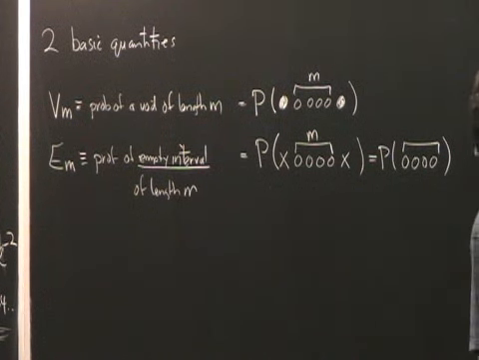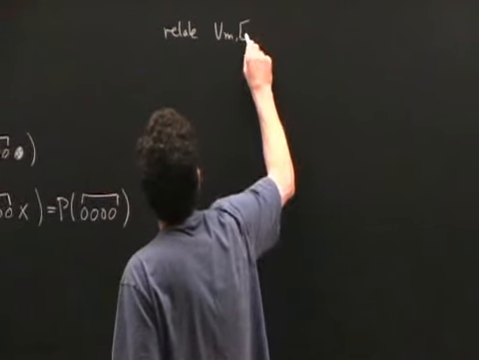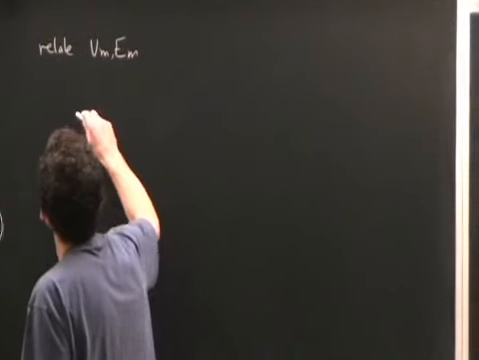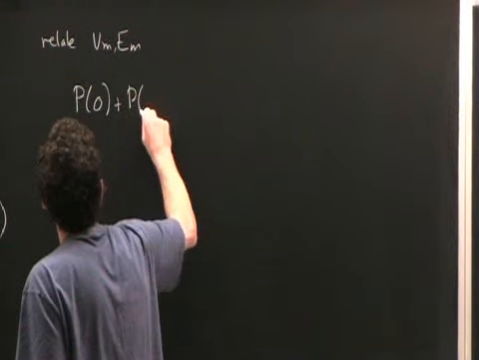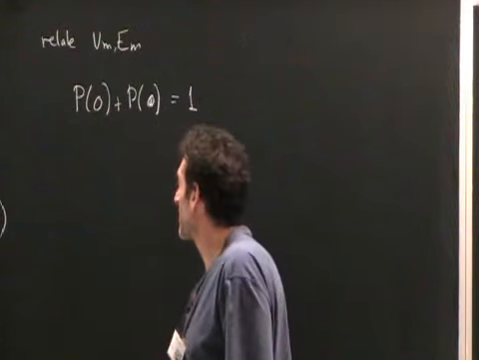So let's relate VM and EM. The way we're going to relate it is by some sort of trivial probabilistic arguments. First thing is the probability of having an empty site plus the probability of having an occupied site. Well, that's clearly 1. A site has to be either empty or occupied.